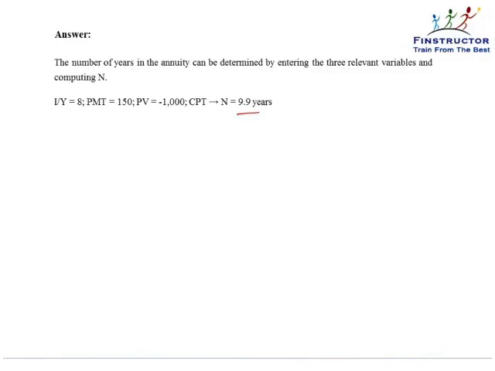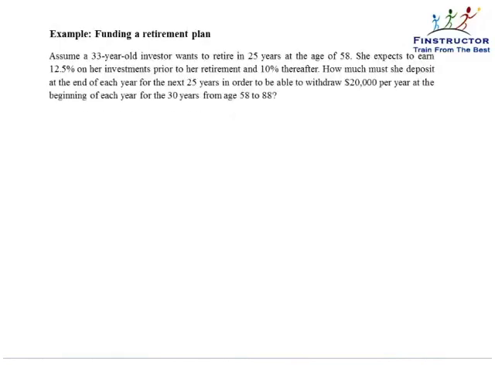Let's do one more example and let's cement the concept of FV and PV, so that now we'll be able to solve any question along these lines, no matter how twisted it is, as long as we understand the basic concepts and we know the basic functionality of the calculator. So the question says that assume a 33-year-old investor who wants to retire 25 years later at the age of 58.